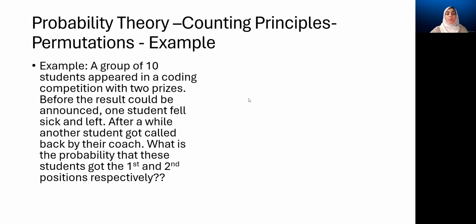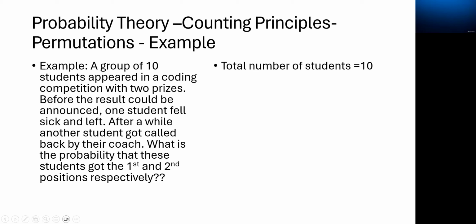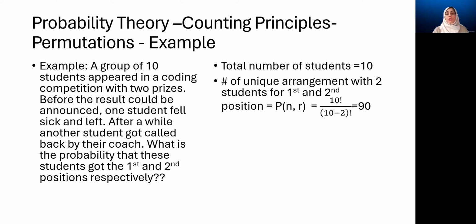And we are going to make use of the permutations for this. The total number of students we have here is 10, and we have only 2 positions for the prizes. So the number of unique arrangements with 2 students for the first and second position can be computed by the permutation formula, and we get 10 factorial divided by (10 minus 2) factorial, which is 90. So there are 90 different ways that those students can be picked for the first and second position. And only one of those 90 arrangements is the one which represents this situation, in which the first student who fell sick got first position, and the second one who was called back by the coach got the second position.